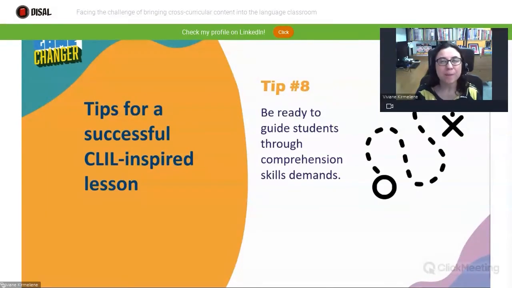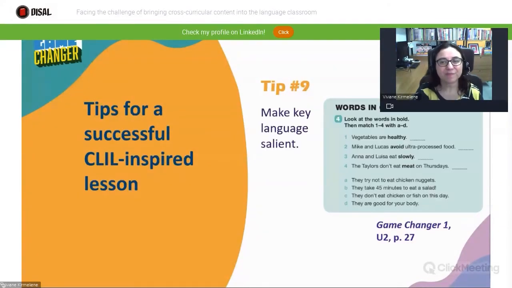And this is even more important when we're talking about CLIO lessons. Okay. If during preparation you realize an activity is not going to work, change it. Don't simply skip it, because skipping is too easy. Or if you skip it, think of good reasons to do that, but don't be afraid of changing the task. Okay. Tip number 9, make key language salient.